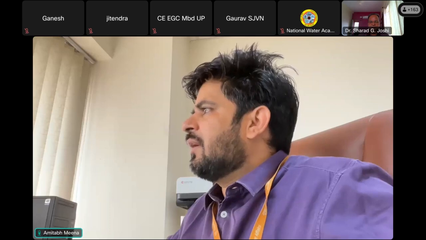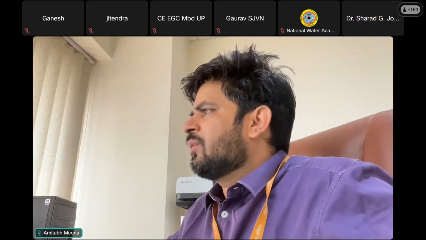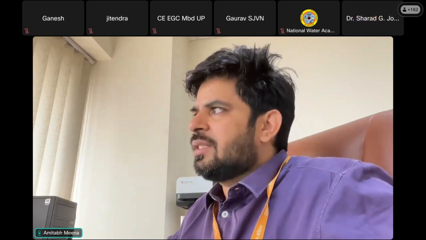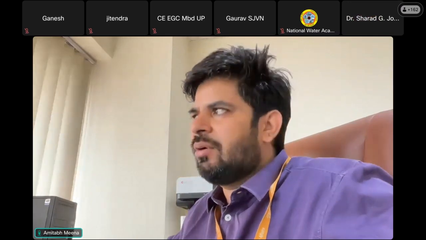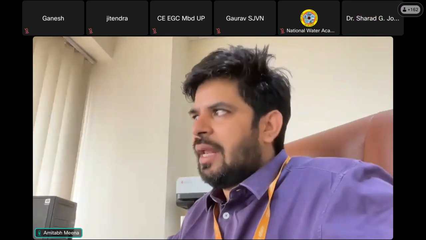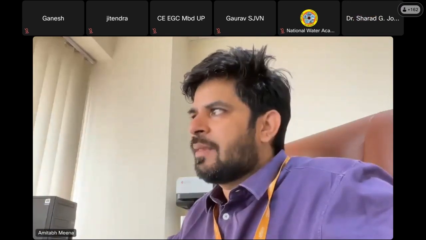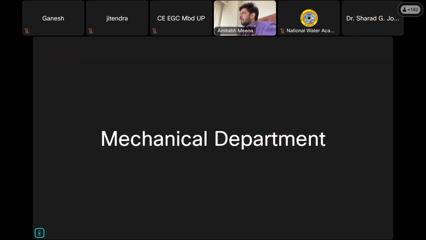One question is how to categorize a barrage of 18-meter height in the dam category. Is this question about whether it comes under a specified dam or not? Yes, sir, it is in the specified dam category, but it is a barrage, not a dam. But how can we categorize it in category 1, 2, or 3, sir?